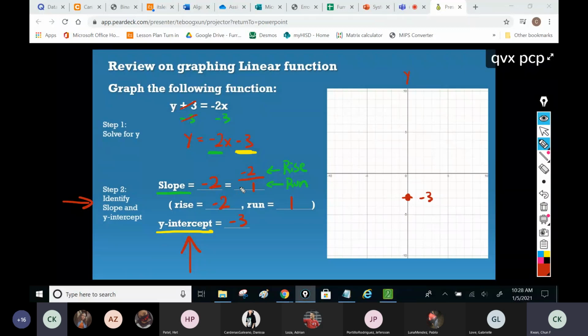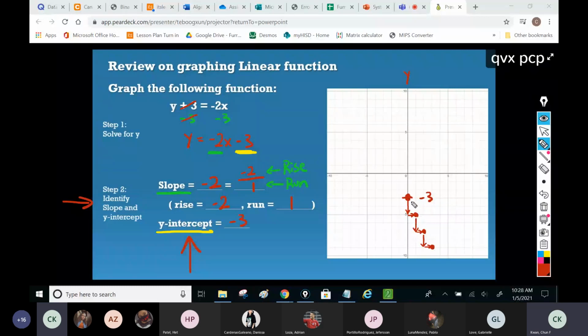And then after that, we'll look at the slope, the rise and the run. So the rise is negative 2. That means I have to go down 2 units. And then the run is 1. So I have to run across 1 unit. And then I'm going to do it again. Drop down 2 units, run across 1 unit. Drop down 2 units, run across 1 unit.